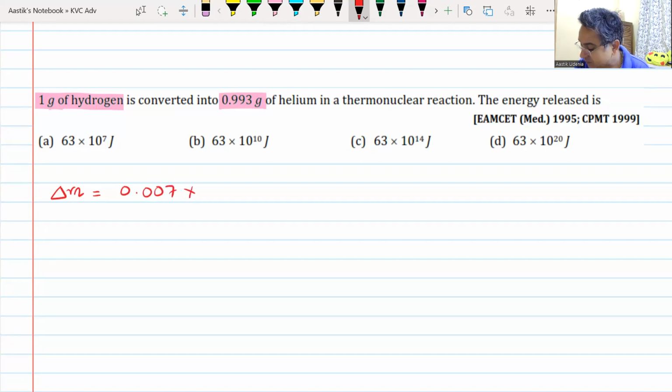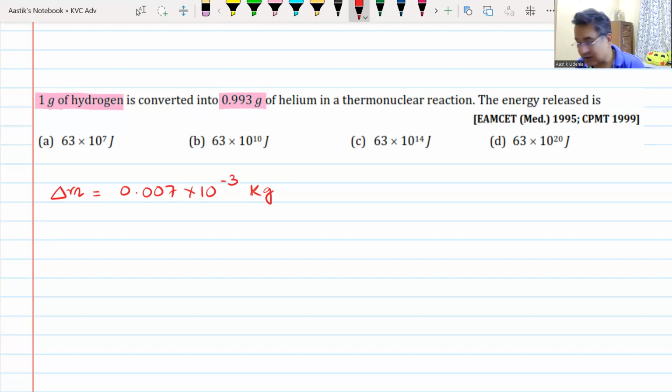0.0007 grams. That means 0.007 into 10 raised to the power minus 3 kg. This much of mass. Total mass was 1 gram. But at the end, I get 0.993 grams. That means some mass has been lost.